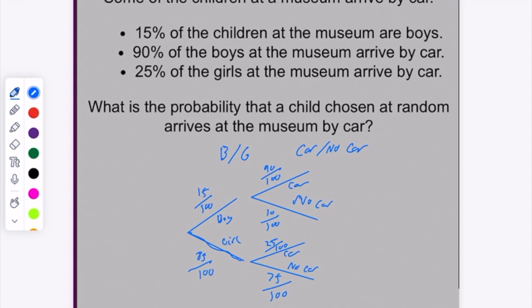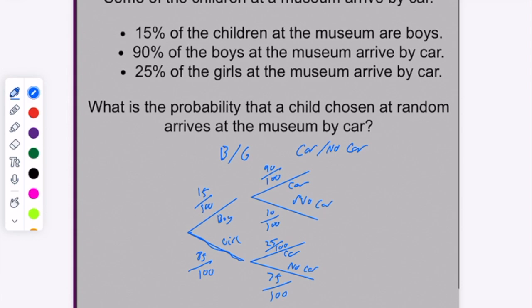From this point, we just need to find the probability of a boy coming in a car and the probability of a girl coming in a car, add up those probabilities, and that will tell us the probability if a child is chosen at random that they arrive at the museum by car. So the way we can do this is we can multiply across our tree probability diagram.